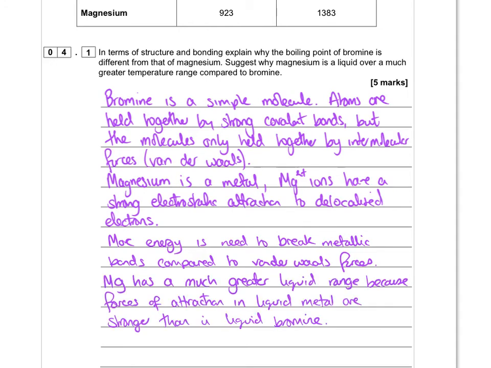Okay, so in terms of the marks, you're going to get 1 mark for identifying that bromine is a simple molecule. And you're going to get a 2nd mark for saying that magnesium is a metal. But they want some reference to the bonding for that one. You get a 3rd mark for talking about how bromine molecules are held together by weak intermolecular forces. You get another mark for saying that metallic bonds are going to be stronger than the intermolecular forces. And then a 5th mark for explaining the liquid range.